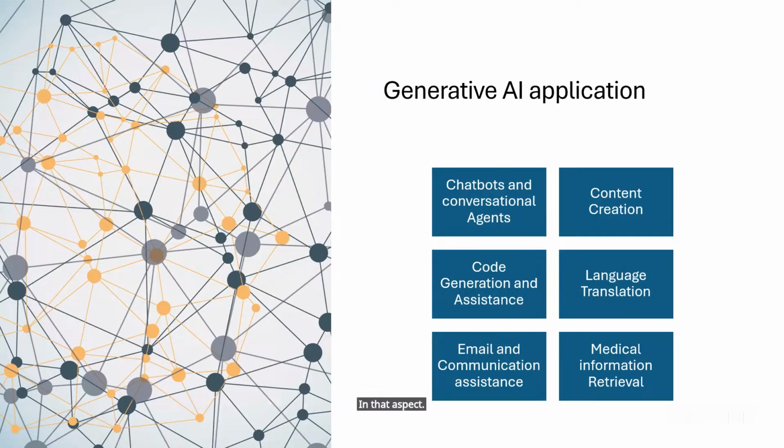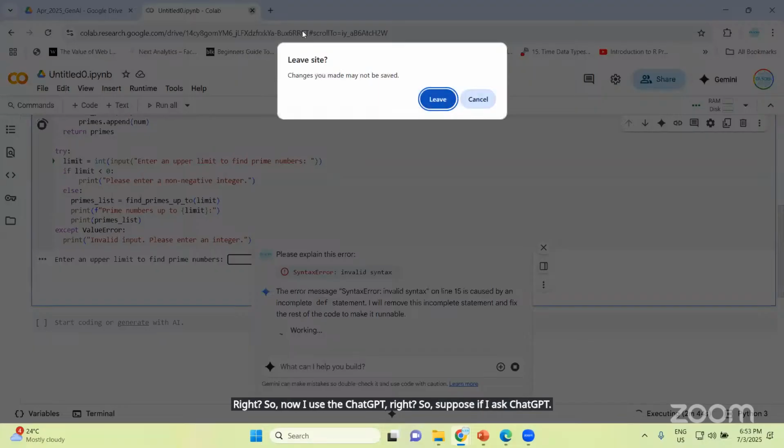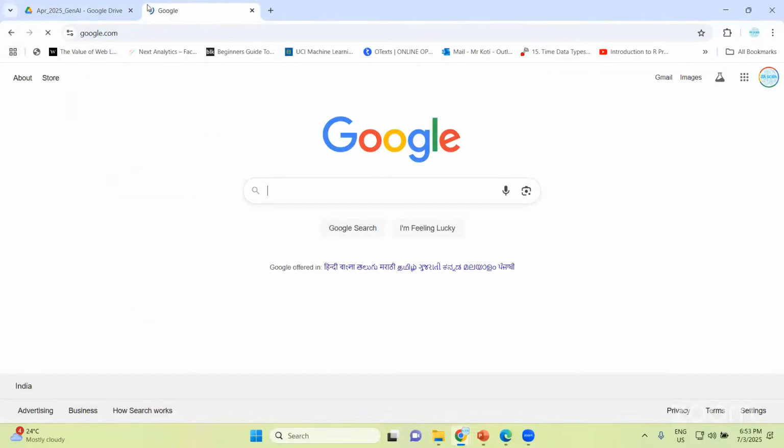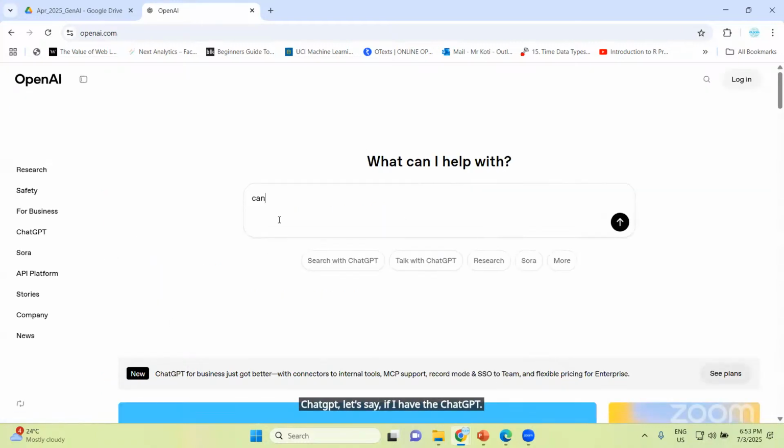In that aspect, if I use ChatGPT, it automatically gives all the information. So now I use ChatGPT. Suppose I ask ChatGPT, can you write a mail regarding a business proposal? What business proposal? For acquiring a company. Acquiring the TCS company. I want to acquire the TCS company.